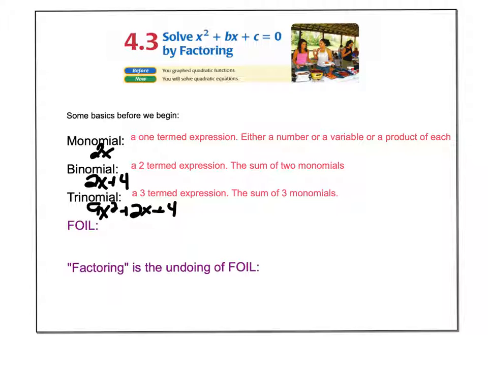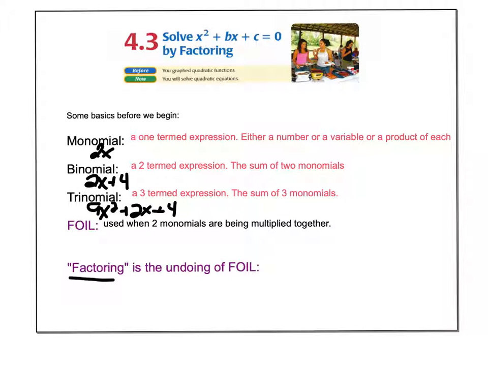Okay, so we're going to move on to FOIL now, and FOIL is something you do when you have two binomials and they're being multiplied together, and remember that's first, outer, inner, last. So FOIL is used when two binomials are being multiplied together. And then there's our final vocabulary word, which is factoring. And I'm going to underline that because it doesn't look like there's a vocabulary word here. But factoring is the undoing of FOIL.